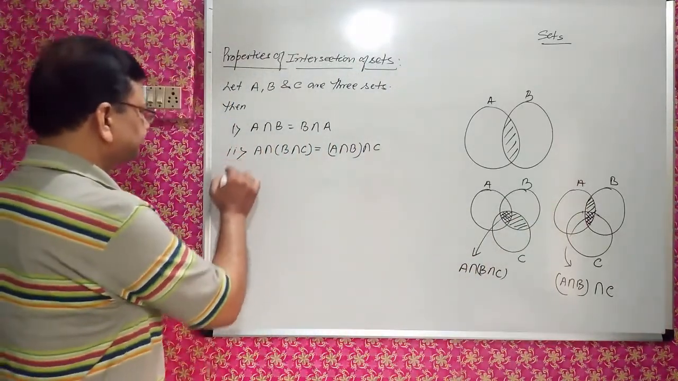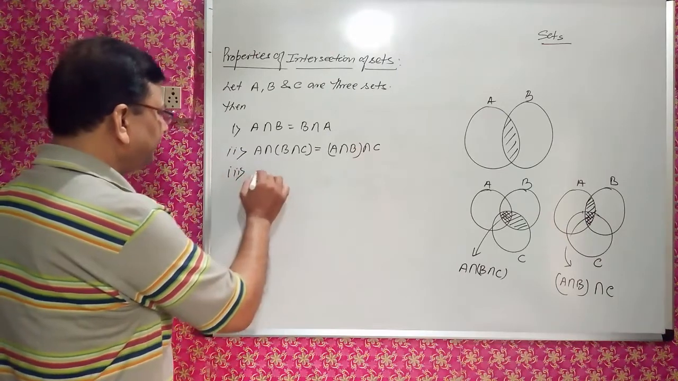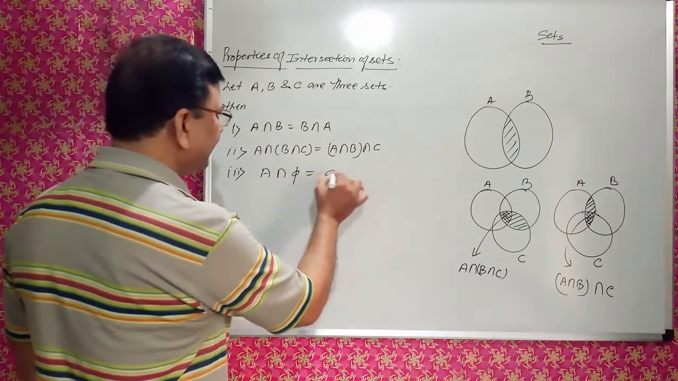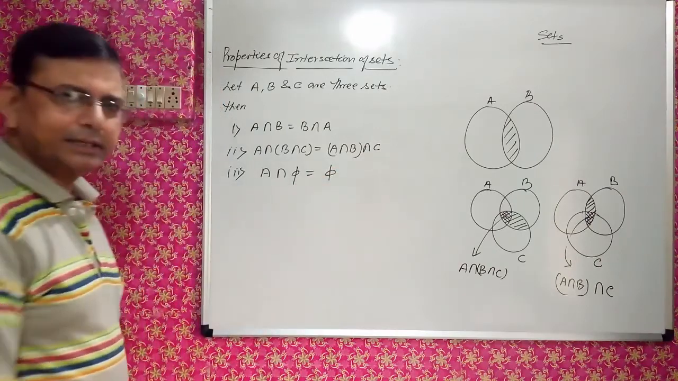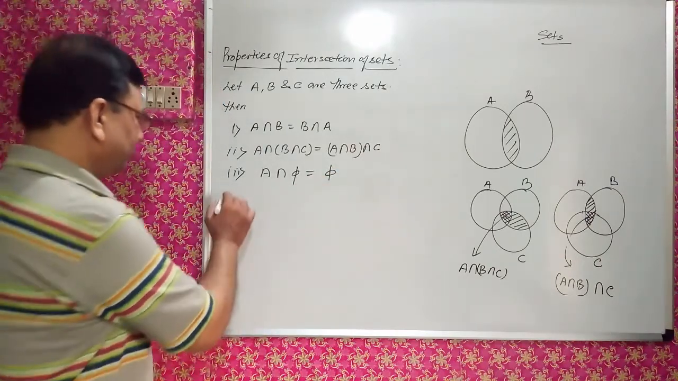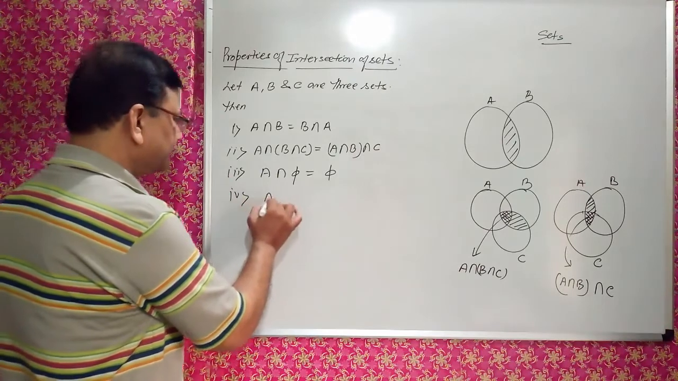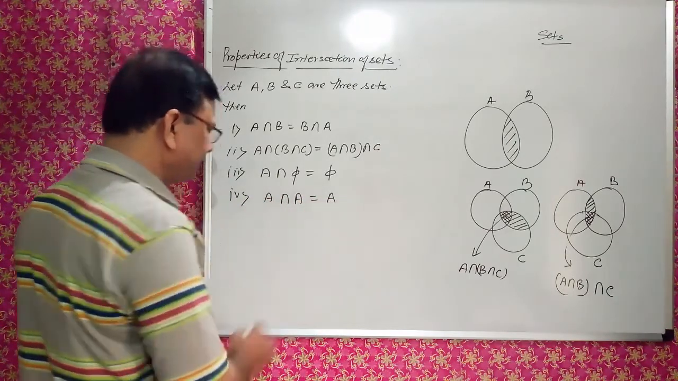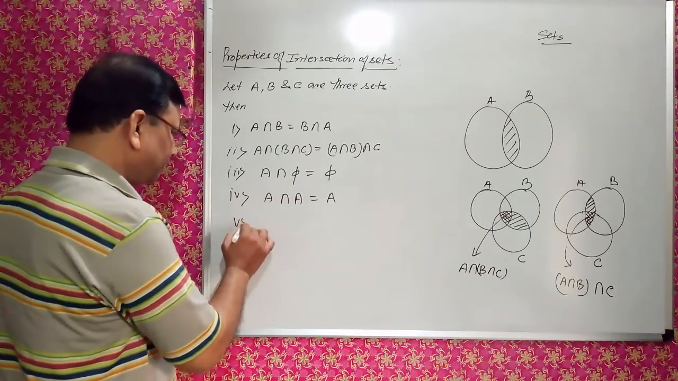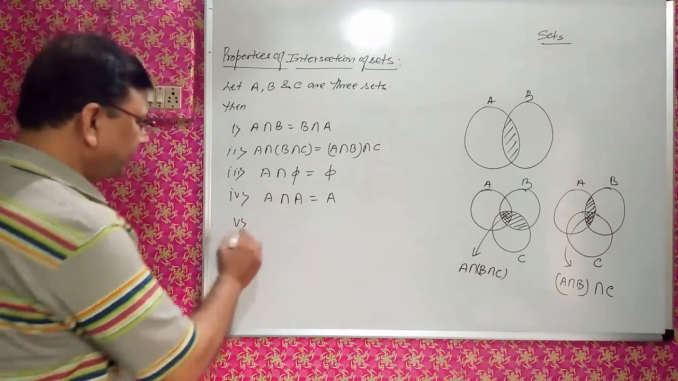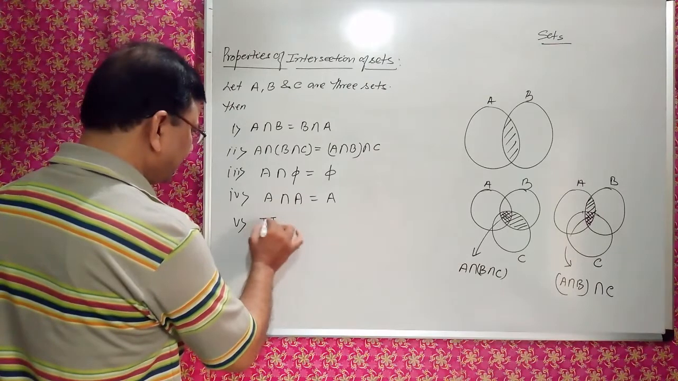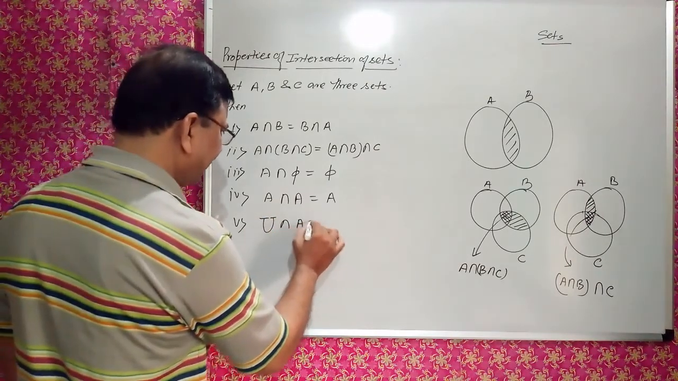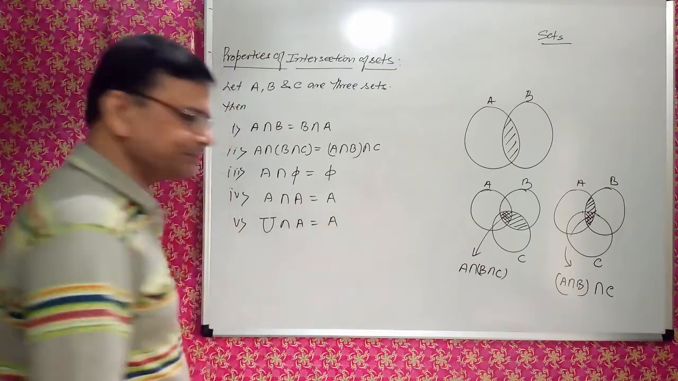Third one, if we are finding the intersection of null set, then we will get null set. Right? Fourth one, intersection of a set with itself, that is the same set you will be getting. And the fifth one, so intersection of universal set with this A, we will get A.